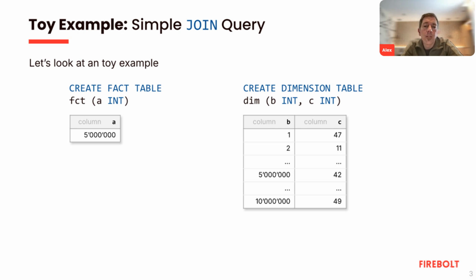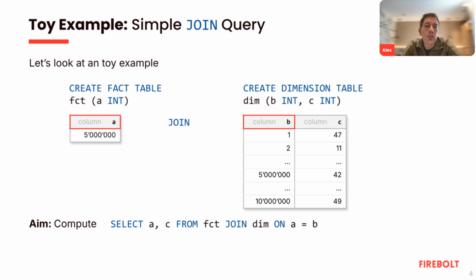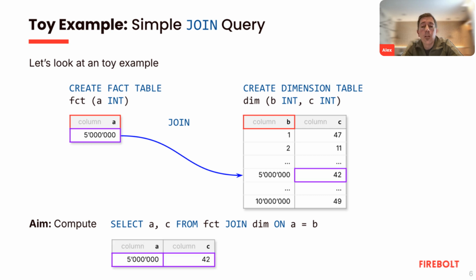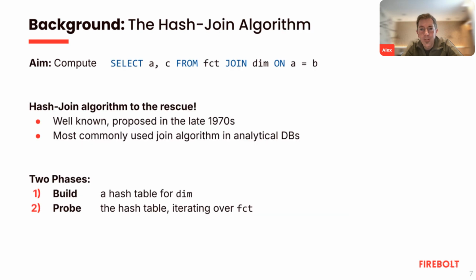Anyhow, this is the query that we'd like to compute. We're joining on A equals B, and we want to select A and C from these two tables. Since we have only one row on the fact side, we're looking for a row on the dimension side which has the value 5 million for column B. And then the result will be columns A and C of these rows. So the result that you see below is the tuple 5 million, 42. All right, that's our simple example.